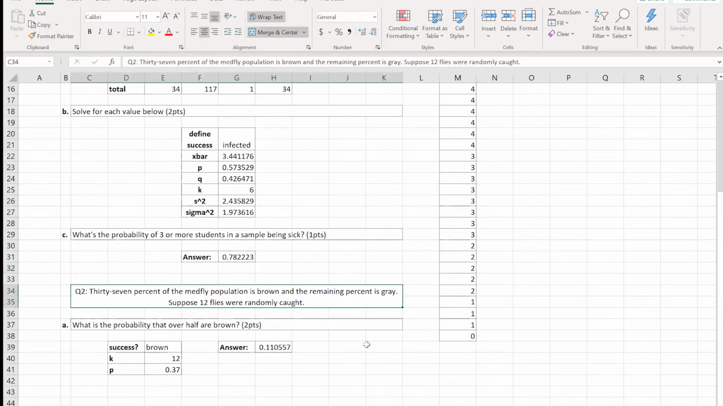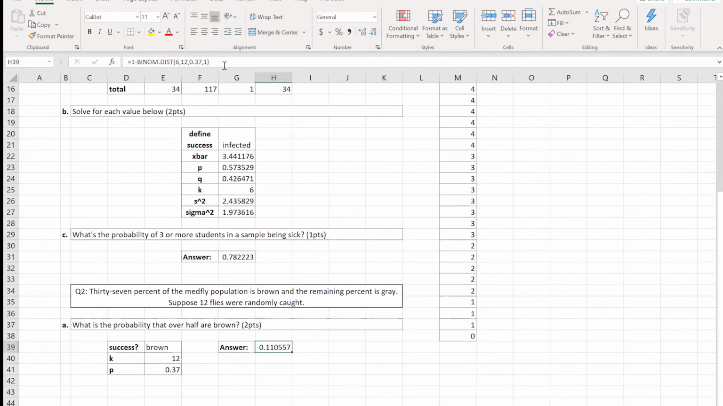For question 2, 37% of the medfly population is brown and the remaining percent is gray. Suppose 12 flies were randomly caught. So right here we know that, well, it depends on who we define as success and failure, right? I defined success as brown, which means our probability of success is 37% or 0.37. Our trials are 12, so we randomly catch 12 of them, and we're asking what's the probability that over half are brown. So that's 6, or I guess it would be 7.